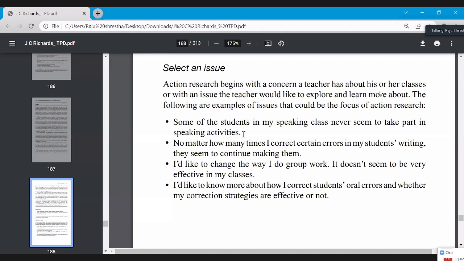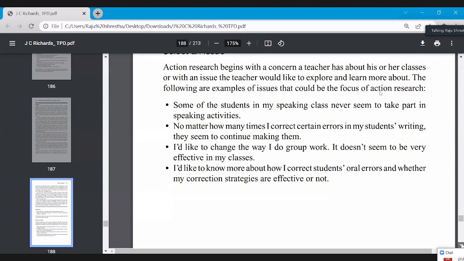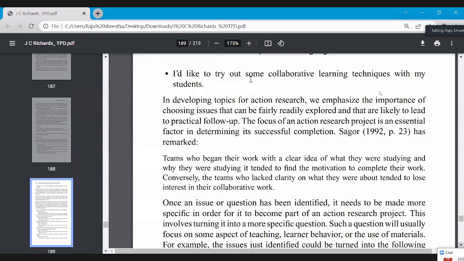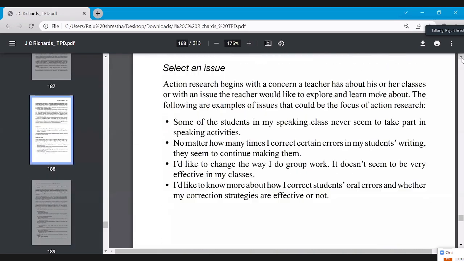I would like to know more about how I correct students' oral errors, whether my correction strategies are effective or not. Oral error correction technique मा इम्प्रुभ गर्न चाहन्छु भने. These are what sample. I would like to try out some collaborative learning techniques with my students. These are what some issues of action research in English class. We can exemplify these issues, होइन.